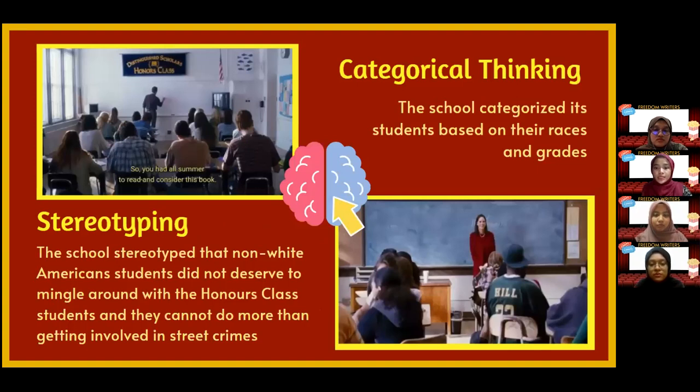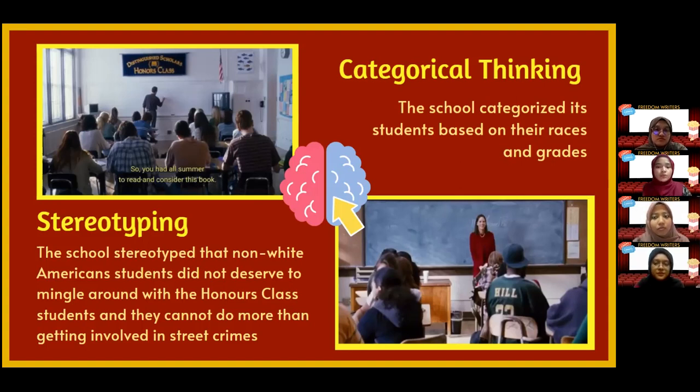Categorical thinking is a process of organizing people into predetermined categories stored in someone's long-term memory. The students have been categorized mainly because of their races and behavior. The white American students are usually grouped into the honors class, while most of the Blacks, Asians, or other races were grouped into Miss Gruwell's class.